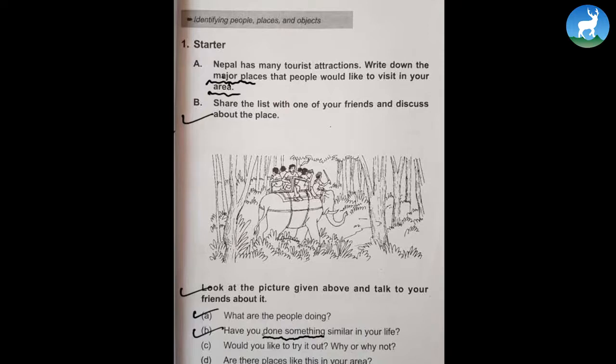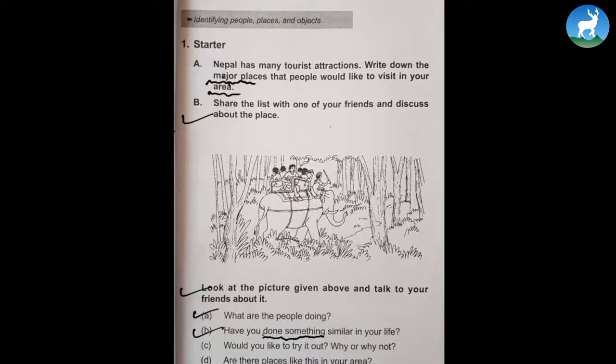So in a question like this, always feel free to answer it. Because, of course, you have some kind of experience, similar to this one, perhaps. So you have to learn to share it. Have you done something similar in your life? Well, I have done something similar in my life. It was not quite an elephant ride, but I went on a jungle safari and we traveled in a jeep. So see, you can feel free to share your experience.